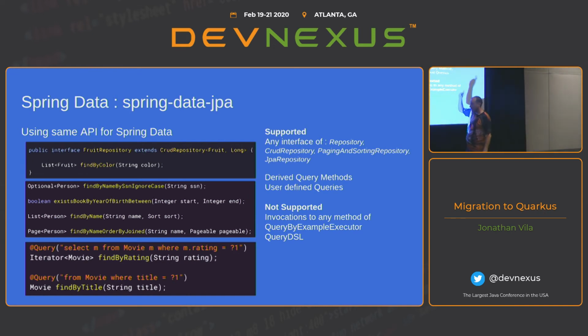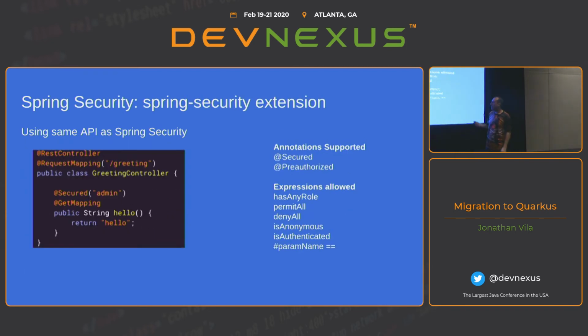There are, as I said, things that are not covered. So if you have Query DSL or QueryByExampleExecutor, then you will not have the same result. Spring Security, the same. And this time, we have role expression language in the methods. So if you are using Spring Security, don't modify anything, and that's it.